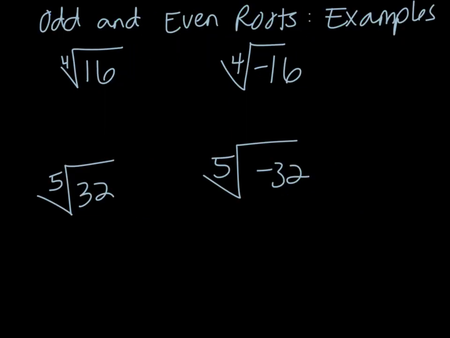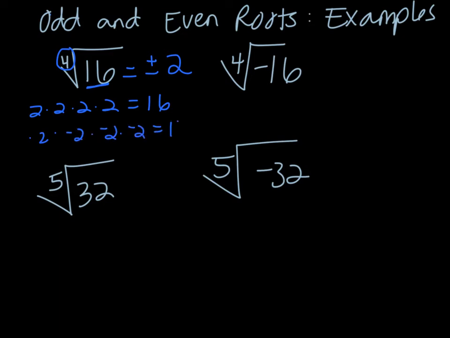Okay, so just a couple more examples with even and odd roots. For example, if I took the fourth root, which is even, of a positive 16, this is going to have two answers, positive and negative 2, because 2 times 2 times 2 times 2 is 16, and negative 2 times negative 2 times negative 2 times negative 2 is positive 16 as well.